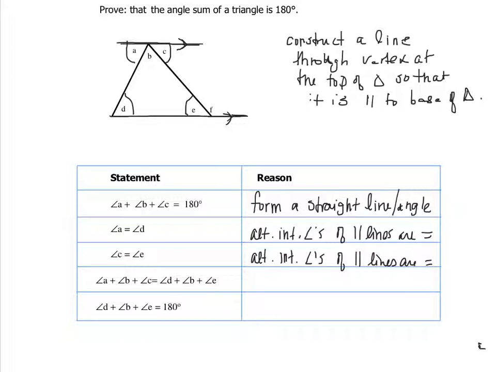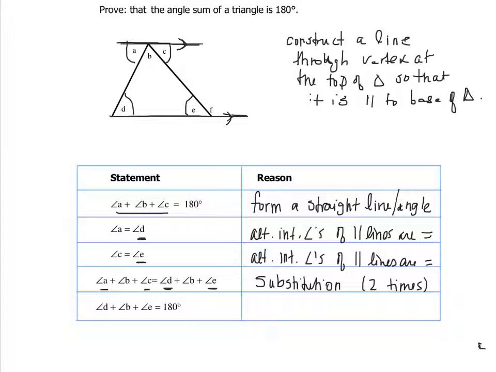So now we go back to the statement that we had at the beginning, that A plus B plus C, and this is what we're going to work with. But we know that if A equals D and C equals E, we can basically make a substitution of A with D and C with E. So therefore, this is like substitution. Instead of saying angle A plus angle B plus angle C, we can say angle D plus angle B plus angle E by using that substitution two times.